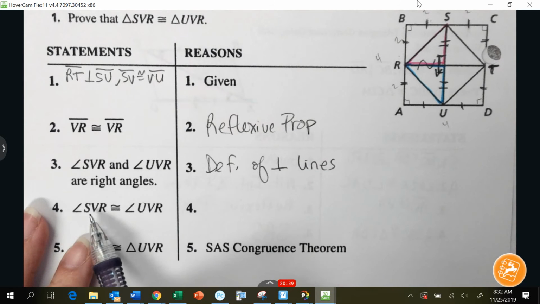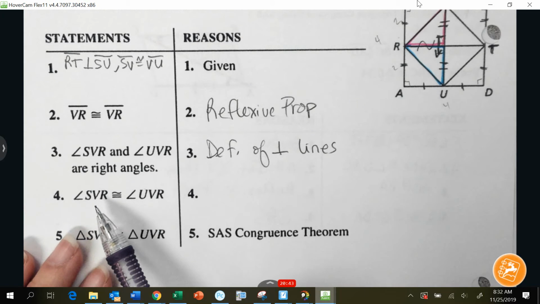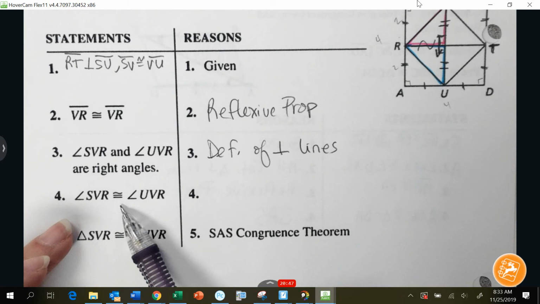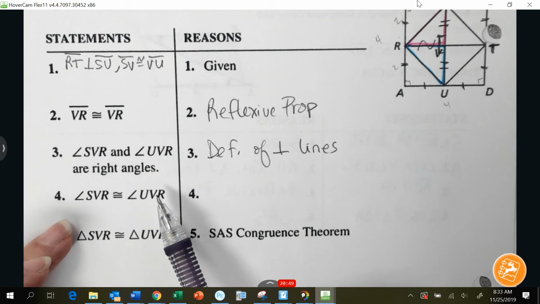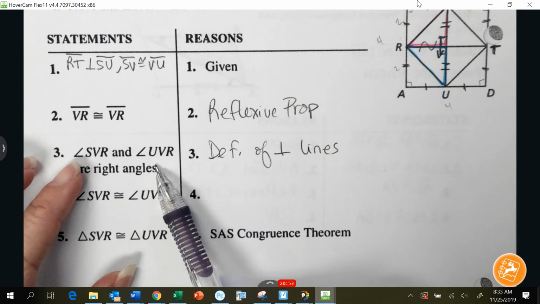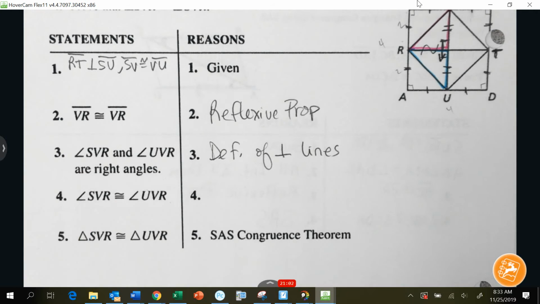And then this one you guys may have probably forgotten, so I'm going to tell you this one. Actually, I'll give you an opportunity, maybe somebody remembers. Angle SVR is congruent to angle UVR. I'm looking at these being right angles, and because they are right angles, they are congruent. Does anybody remember what tells me?